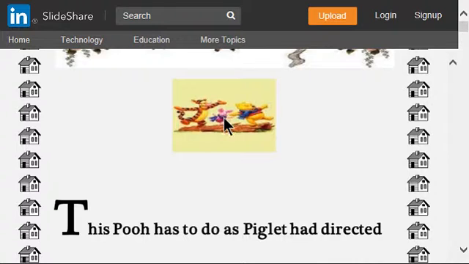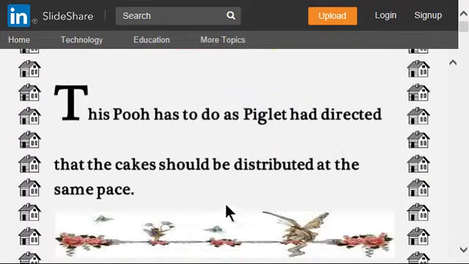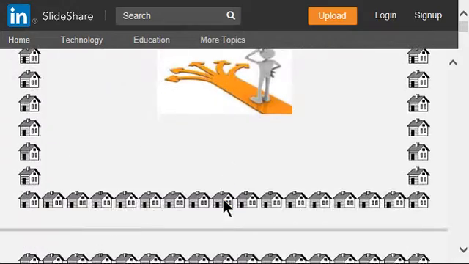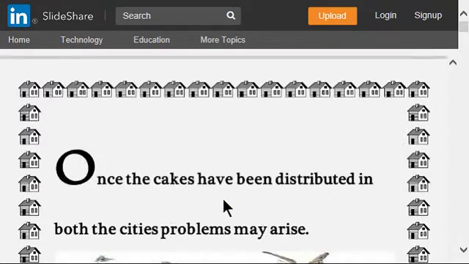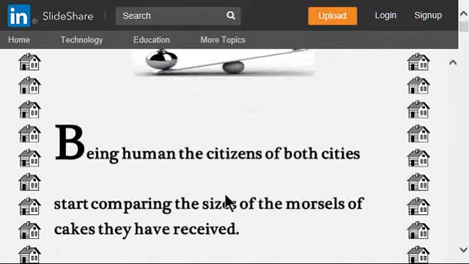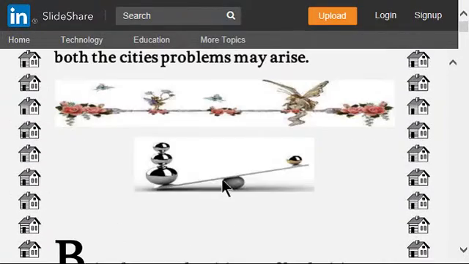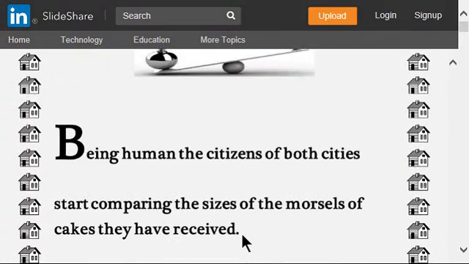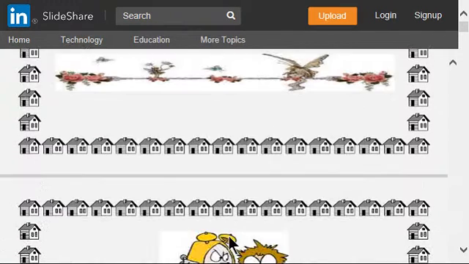Now, Pooh has to catch up with Tigger, that's what Piglet has directed. That the cake should be distributed at the same pace. Once the cakes are distributed, problems will still come. The citizens of the two cities start comparing the cakes. One more, one less. Being human, the citizens of both cities start comparing the size of cakes they have received.